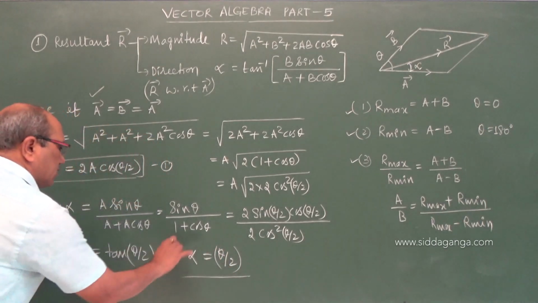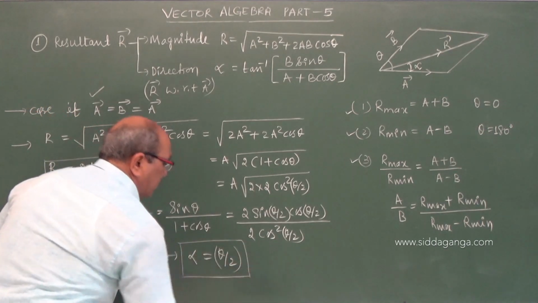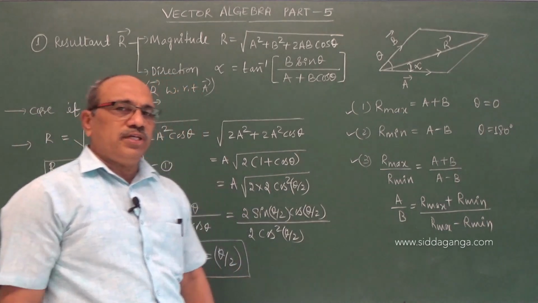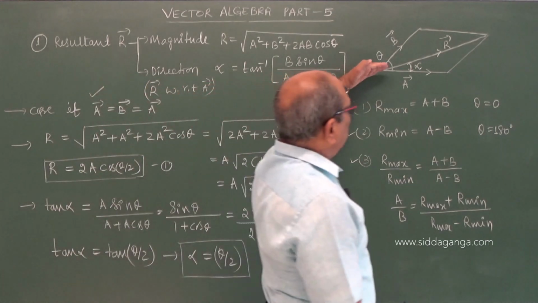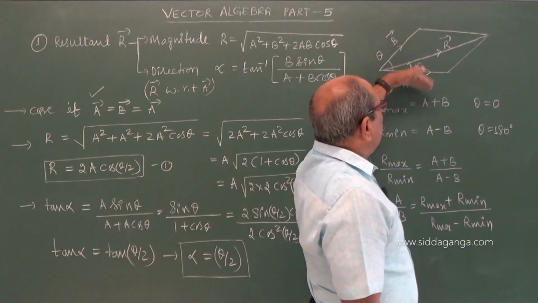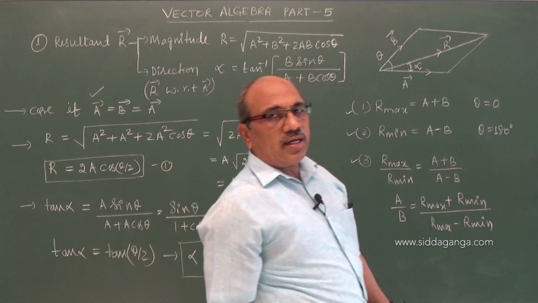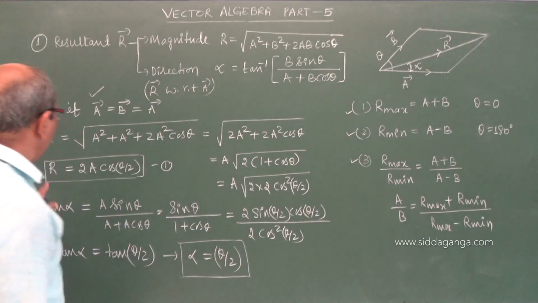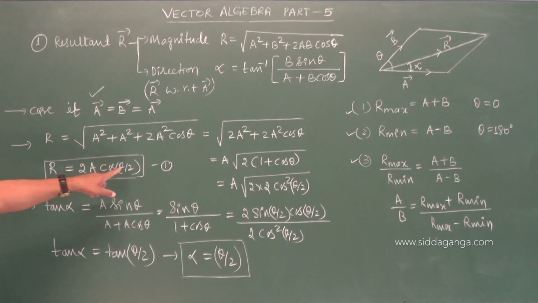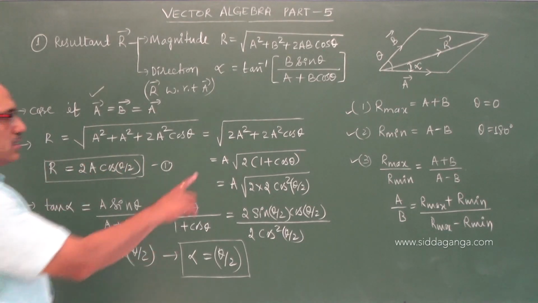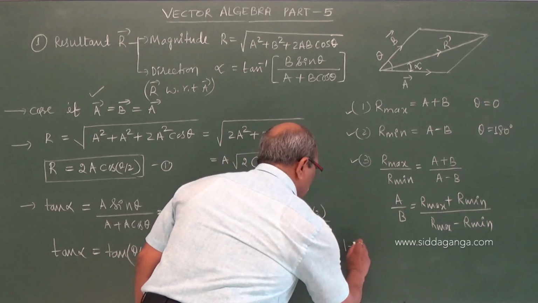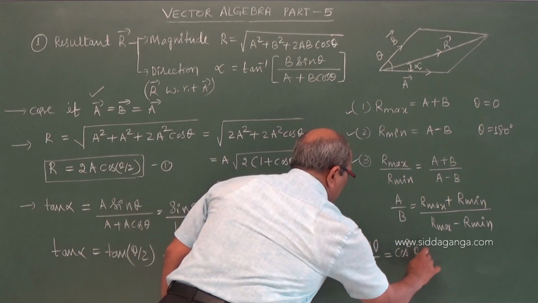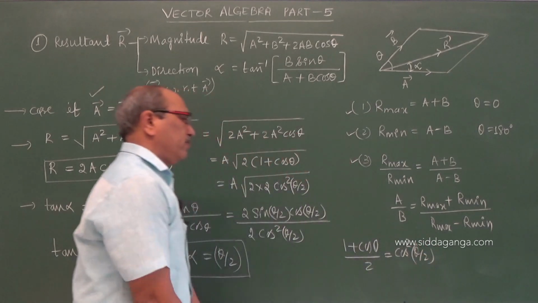It exactly divides the angle, bisecting the angle between the two vectors. If A equals B, the resultant will pass between them, bisecting the angle, equally sharing the angle on either side. Alpha equals theta by 2 and R equals 2A cos theta by 2. This relation we followed: 1 plus cos theta by 2 is equal to cos square theta by 2.